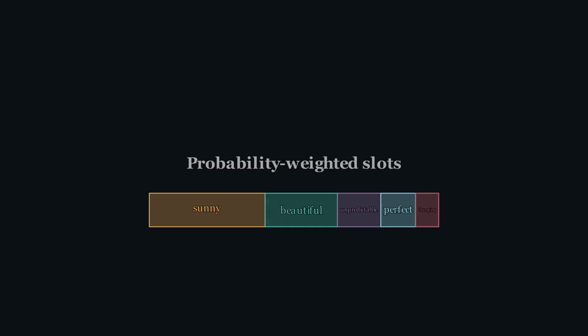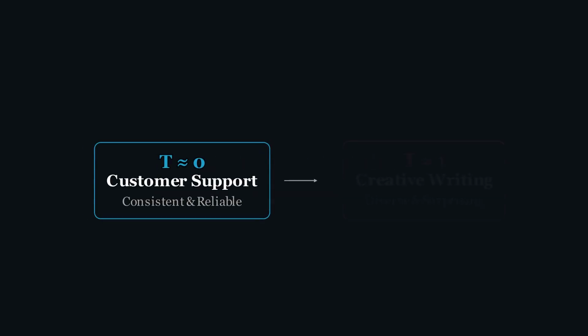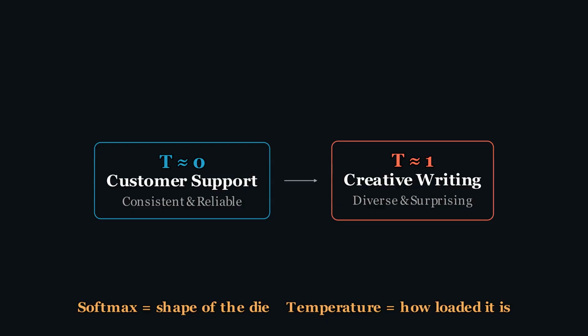But it's never guaranteed. In practice, temperature near 0 for customer support, consistent and reliable. Temperature near 1 for creative writing, diverse and surprising. The Softmax distribution is the shape of the die. Temperature controls how loaded it is.